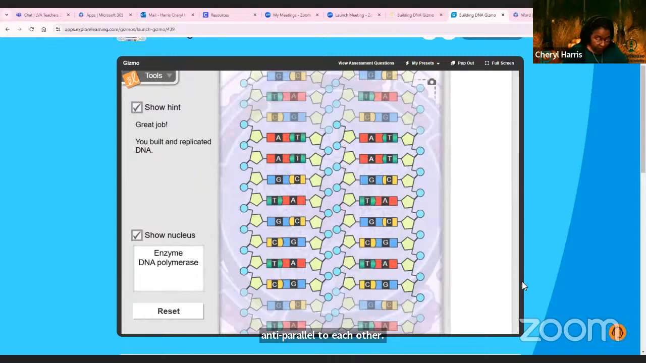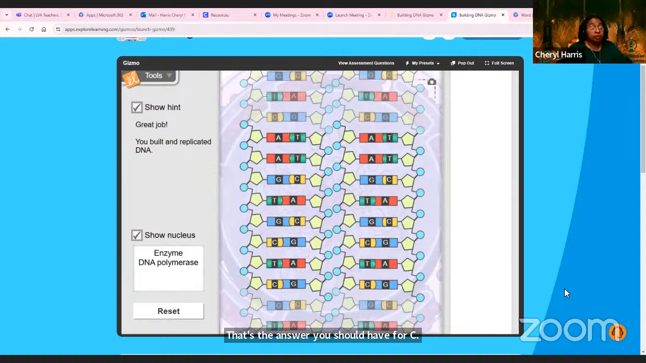How do these molecules compare to each other? Look at them closely. Look at the left strand. So we have two double-stranded DNAs. Look at them. How do they compare to each other? Thank you, Malik. They are exactly the same. They are identical. That's the answer you should have for C. They are exactly the same.